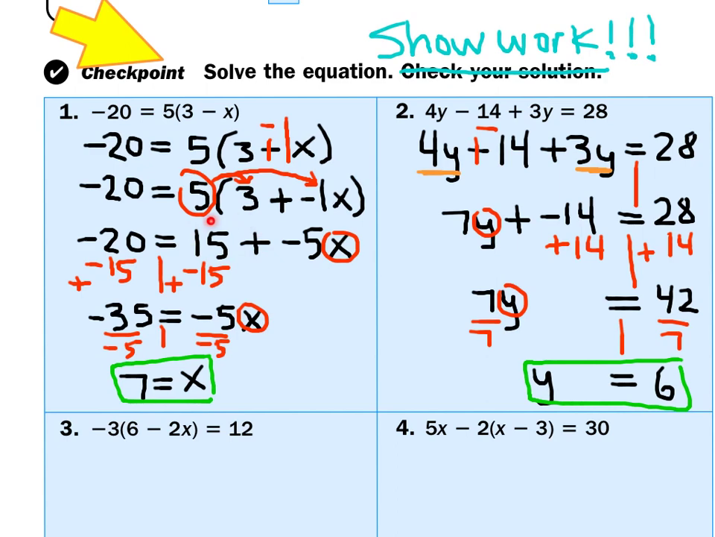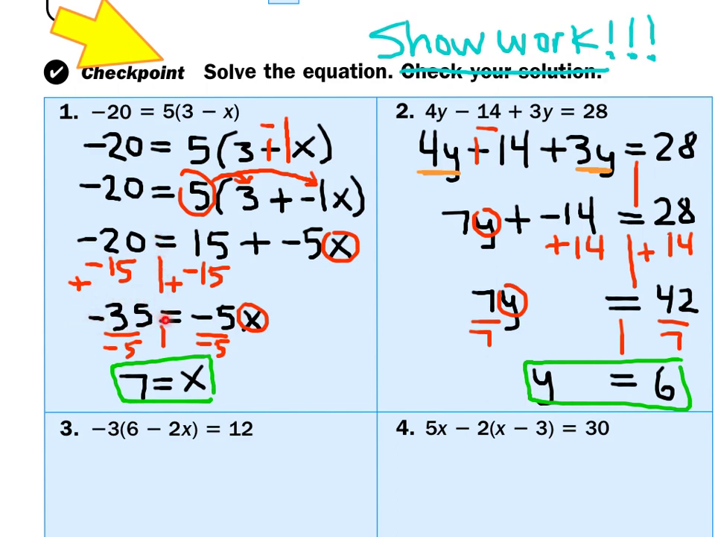Remember, we have to get rid of the adding 15 first. So the best way to get rid of the adding 15 is to add a negative 15 on both sides, which is the same as subtracting 15. And so now let's simplify. Negative 20 plus negative 15 makes negative 35.